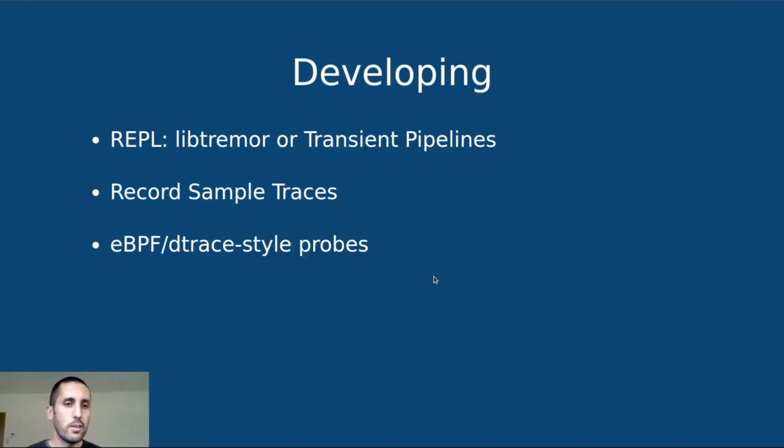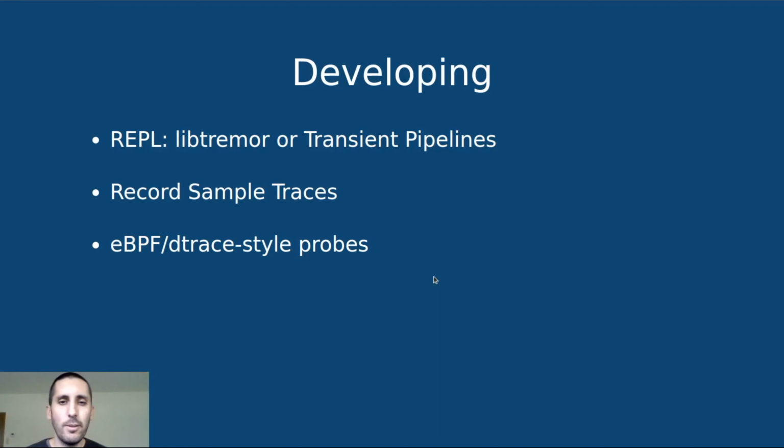And for the use case of developing, if we want to promote a REPL environment, I think there are two ways of doing it. One is doing something like libtremor, which is exposing the core Tremor as a library, and you can create lightweight instances in memory and feed them pipeline definitions, mocking the inputs and the outputs and getting them so you can display them in a live environment.